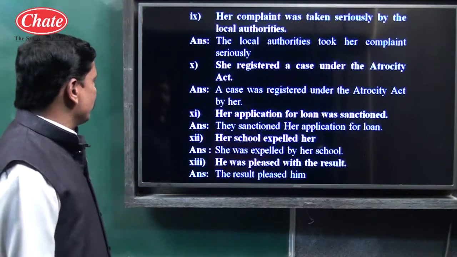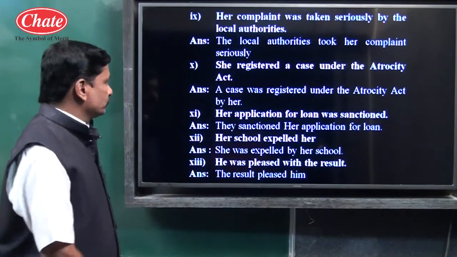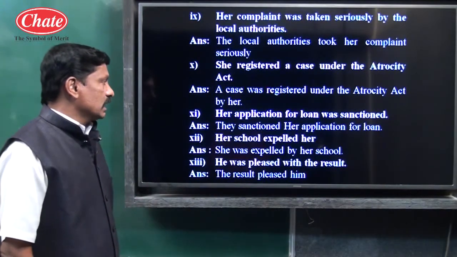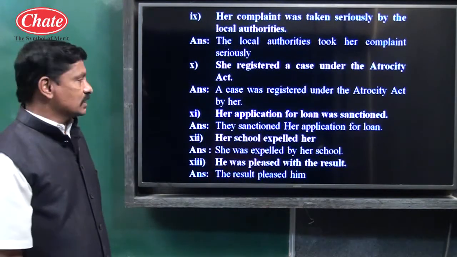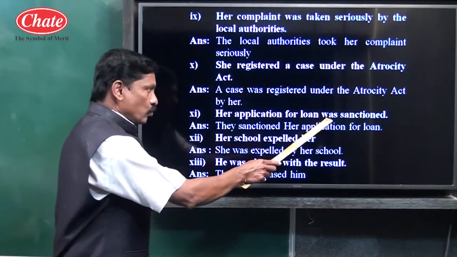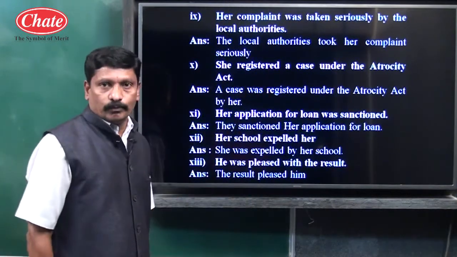Let us see example number 9. Her application for loan was sanctioned. See children, the structure once again: was plus the third form of the verb.